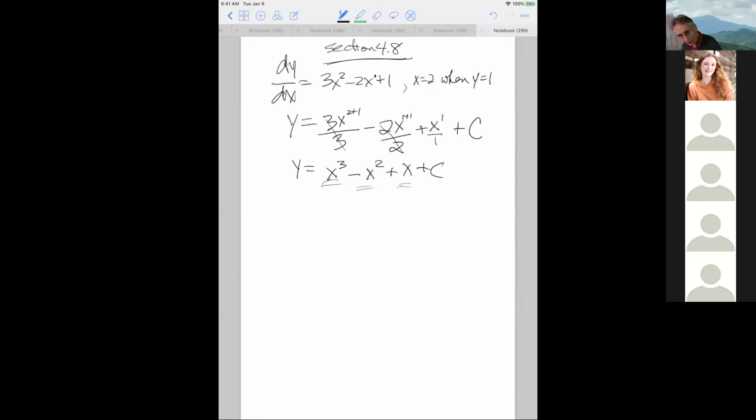Now we're going to solve for c. I'm going to plug in the y equals 1, and plug in the x wherever it needs to be plugged in.